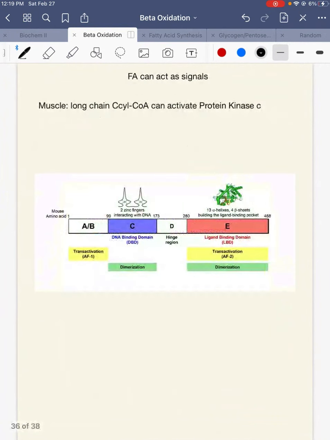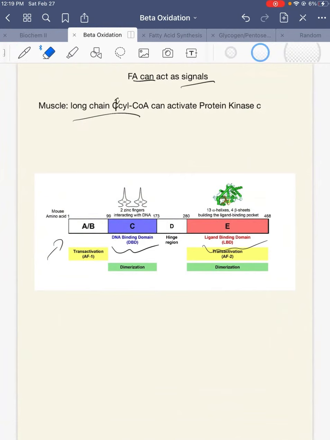Okay, so another thing to know about fatty acids is they can act as signals. So this is a protein that has a DNA binding domain, and it also has a ligand binding domain. So basically, long chain fatty acids, so this is supposed to say acyl-CoA. I don't know why it spells everything wrong in this notes app, whatever. Basically, acyl-CoA can act as signals and can bind different proteins. So it can bind DNA and it can also bind different proteins.